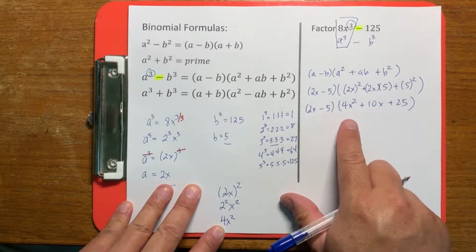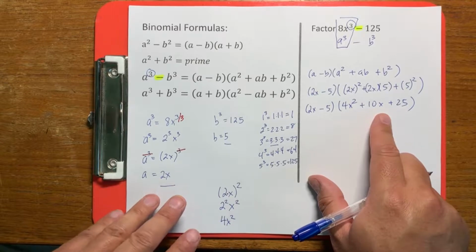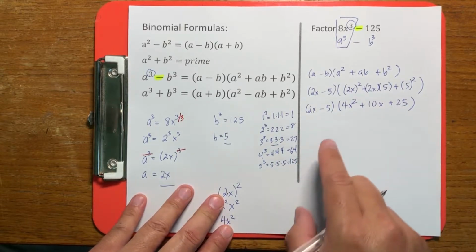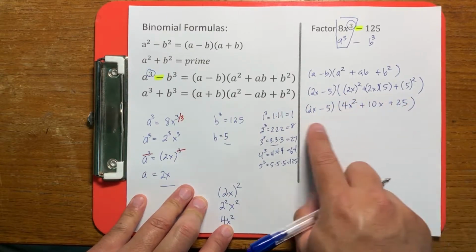Now, understand that even though this is a trinomial, it's prime. So if you try to factor that, it just won't work out. So once you plug your a and b back into this formula and clean it up, we're done.